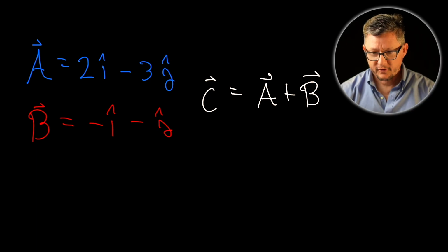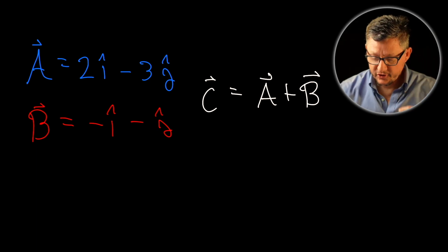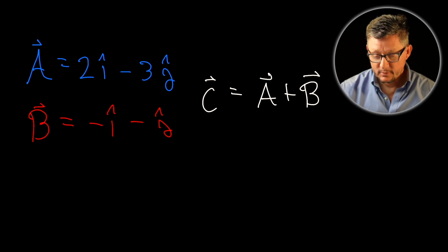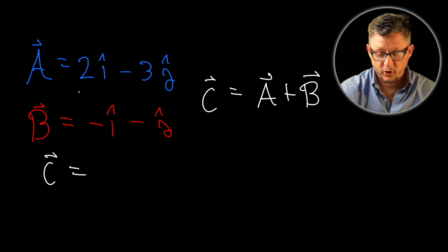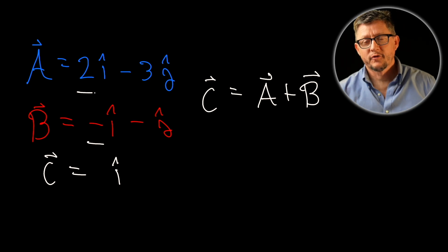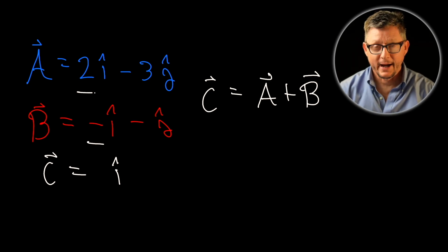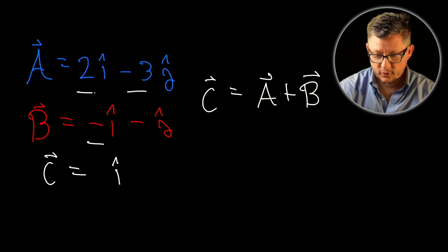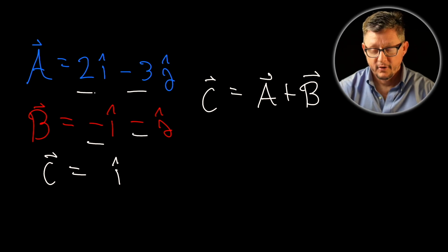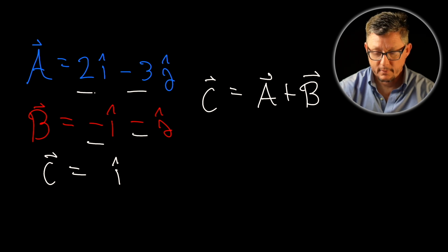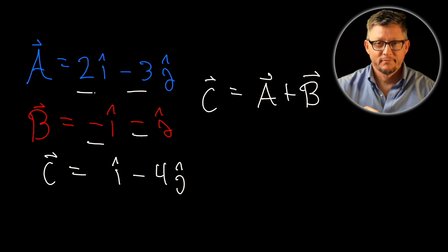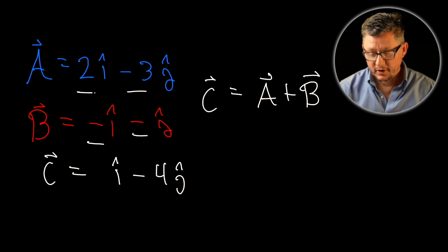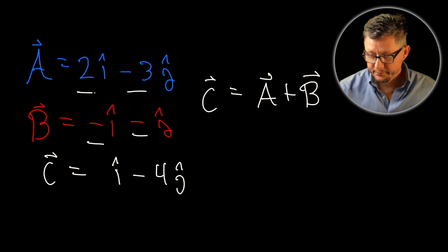Here A is 2I minus 3J, and B is minus I minus J. C is A plus B. What is C? C is AX plus BX. We have 2 plus negative 1 is 1. I don't write a 1 out in front of the I hat. Just write the I hat. The 1 is implied. Then I have minus 3J minus J. So we have negative 3 plus negative 1 is minus 4 J hat. And again, I don't write plus in parentheses negative 4. It's understood: I hat minus 4 J hat.